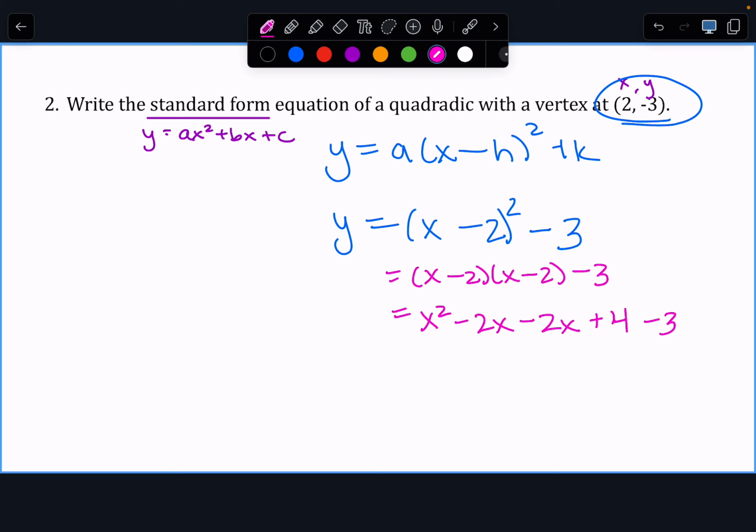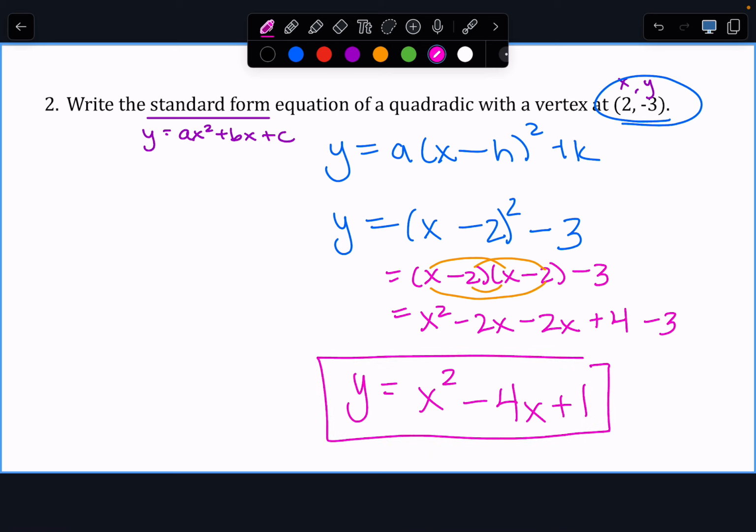Okay, how did I get those 4 things? You're not even writing this down. That's really annoying. How did I get all of this? Not factored. What's it called? FOIL. Yeah. If we're multiplying 2 binomials, you're going to FOIL. So our standard form equation is y equals x squared minus 4x plus 1, because we can combine like terms.